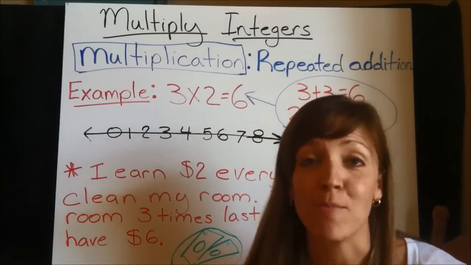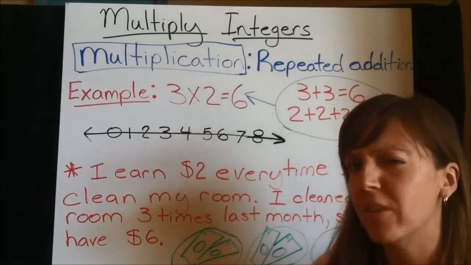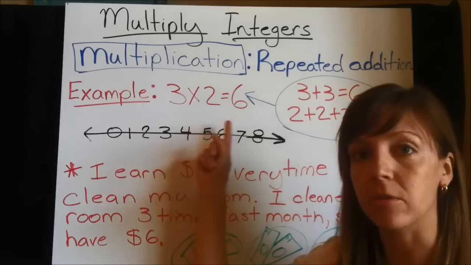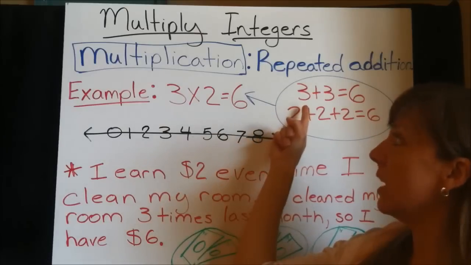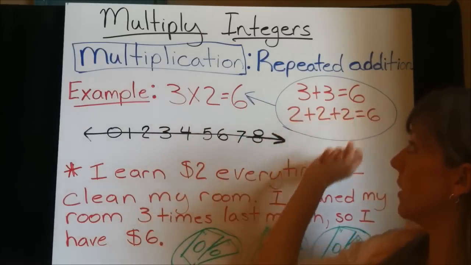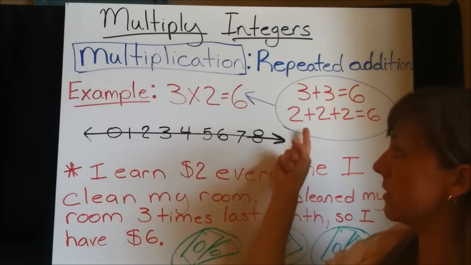Today we're going to learn about multiplying integers. Multiplication is just repeated addition. For example, 3 times 2 equals 6. That's the same as 3 plus 3. 3 added together 2 times equals 6, and 2 added 3 times also equals 6.